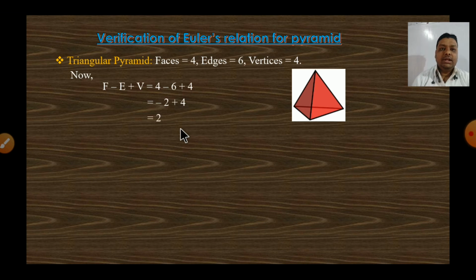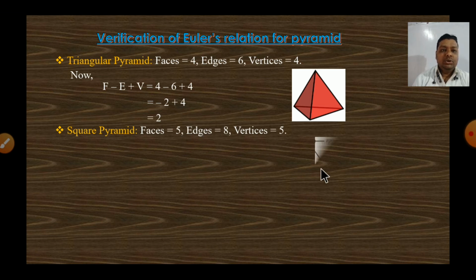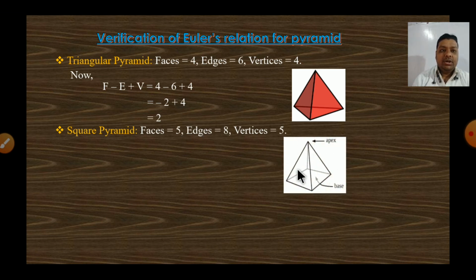Again it satisfies the equation. Now square pyramid. In a square pyramid we know that faces are 5, edges 8 and vertices 5. You can see the figure again. You can see 1 square face and 4 triangular faces. Edges 8: 4 here, 1, 2, 3, 4, then 5, 6, 7, 8. And vertices 5: 4 here and 5 is the apex. Now let's verify Euler's formula. 5 minus 8 plus 5. So 5 minus 8 is minus 3, plus 5 is 2. Again we have proved it.